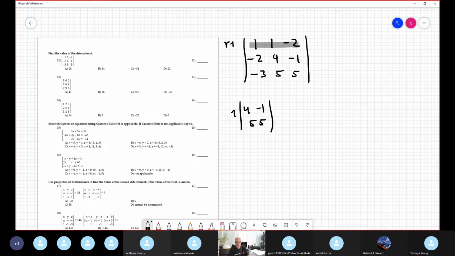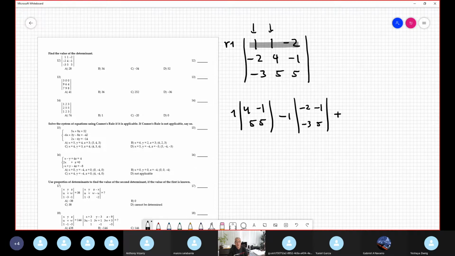And the cofactor has a sign. So when you navigate for the second number, the second is negative 1, because the cofactor is negative in this case. Negative 1 times, and likewise, you delete the row 1 and column 2: negative 2, negative 1, negative 3, and 5.